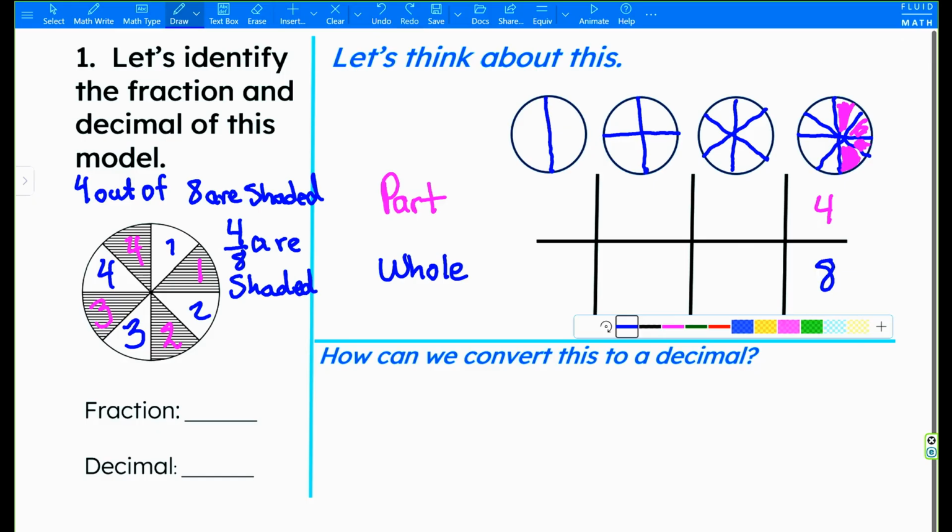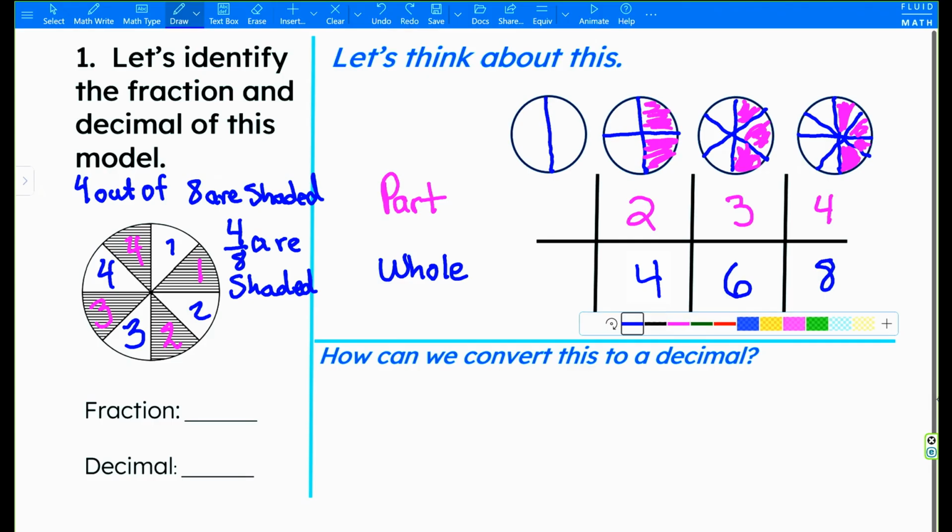Well, that should be easy enough to see in this model. If I color in the first one, I can color in 3. And then my part is represented as 3, and my whole is represented as 6. Let's do the next circle. In this case, how many sections would I need to color in to represent the equivalent model on the right? As you can see, I needed to color in 2. Do you notice a pattern emerging here?